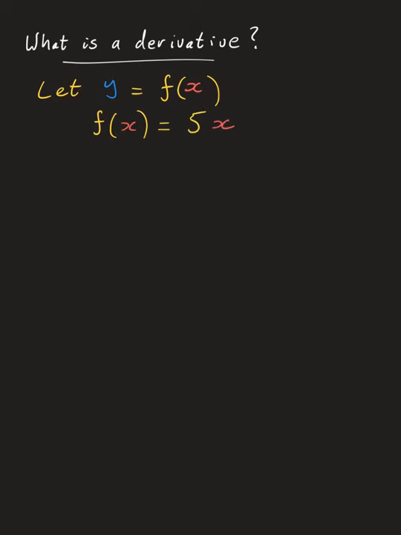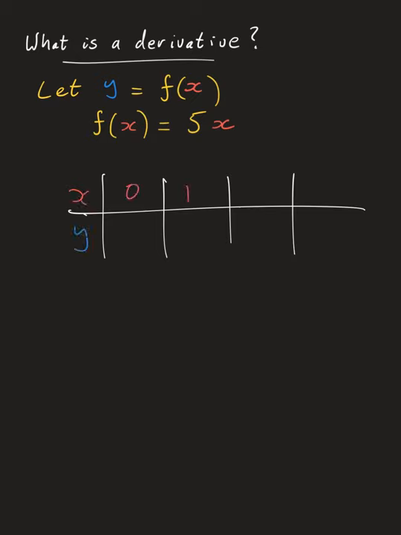And what I'll do is plot out a table of values, x and y. I'll let x equal 0, 1, 2 and 3 and calculate y. So when x is 0, y is 5 times 0, which is 0. 5 times 1 is 5, 5 times 2 is 10, and 5 times 3 is 15. So that's a table of x and y values. And we can plot these out.